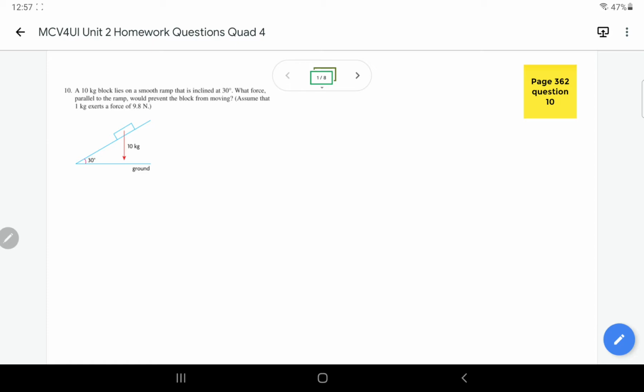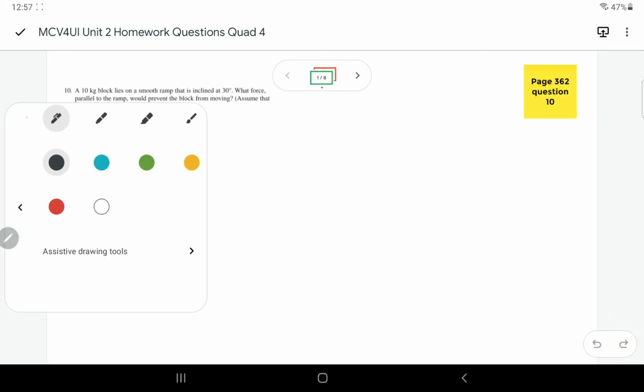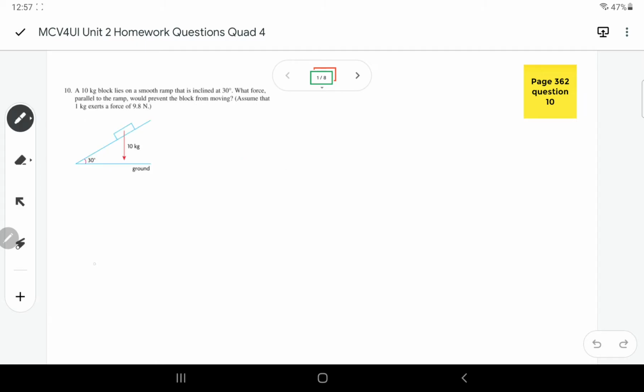So here, basically what we want to do is take a look at what would be the magnitude of the force of gravity that's going along the ramp, parallel to the ramp. So this is going to be very similar to what we did. So the magnitude of the force of gravity is 10 times 9.8, of course, so 98 newtons.